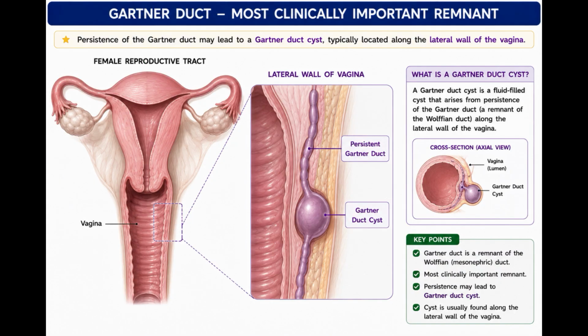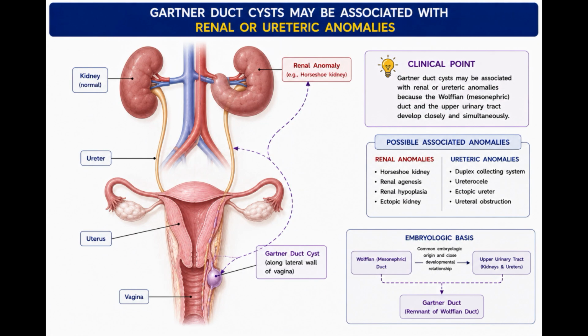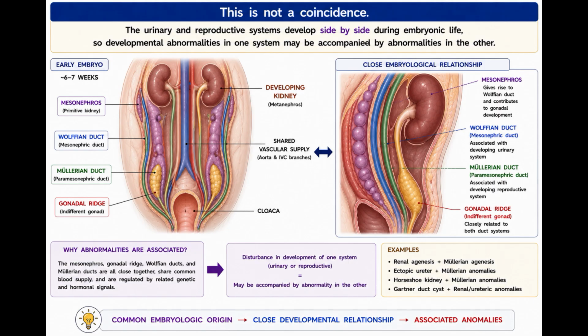Among these, the Gartner duct is the most clinically important. If it persists, it may later form a Gartner duct cyst, which is typically found along the lateral wall of the vagina. An interesting clinical point is that Gartner duct cysts may sometimes be associated with renal or ureteric anomalies. This is not a coincidence. The urinary and reproductive systems develop side by side during embryonic life, so developmental abnormalities in one system may be accompanied by abnormalities in the other.